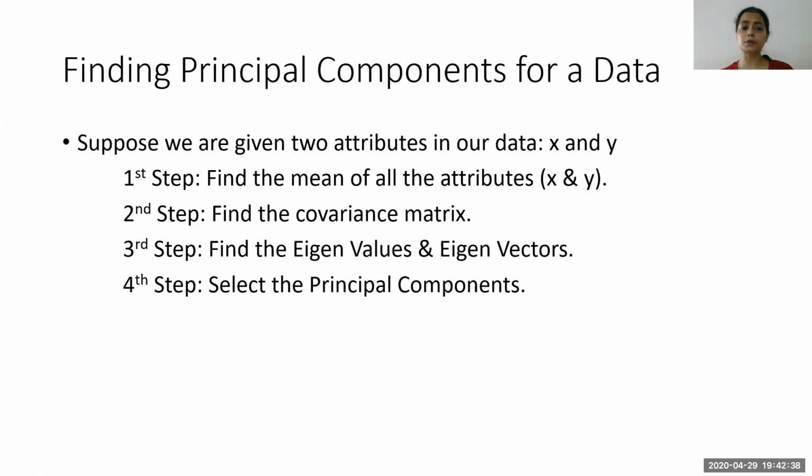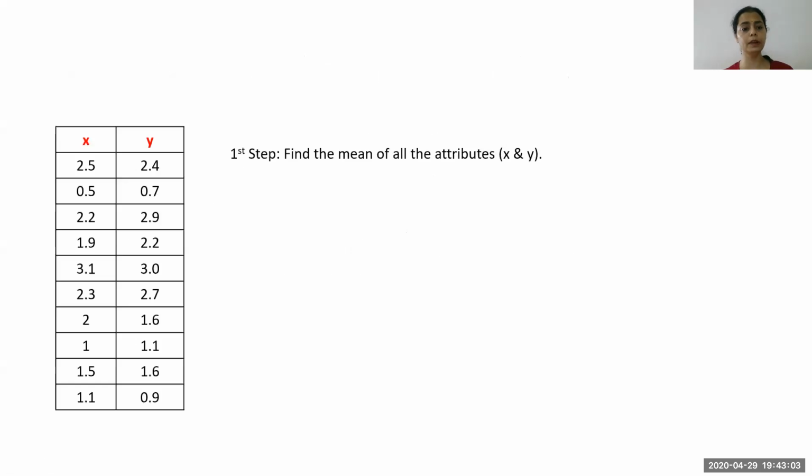As a next step, we will find the covariance matrix. As a third step, we need to find the eigenvalues and eigenvectors for that covariance matrix. And finally, out of those eigenvectors, we have to select the principal components for the given data. Now, let us run through a numerical example where we have been given 2 features or attributes, X and Y, and 10 records of this data.